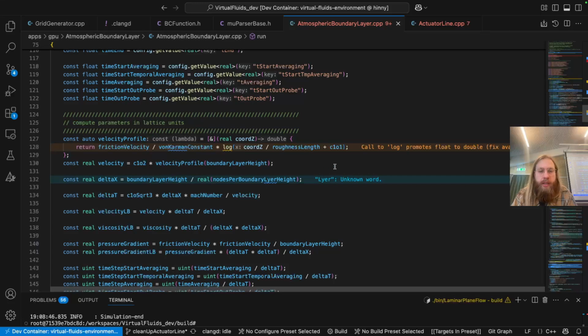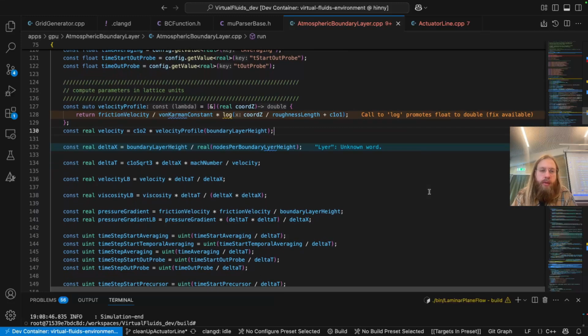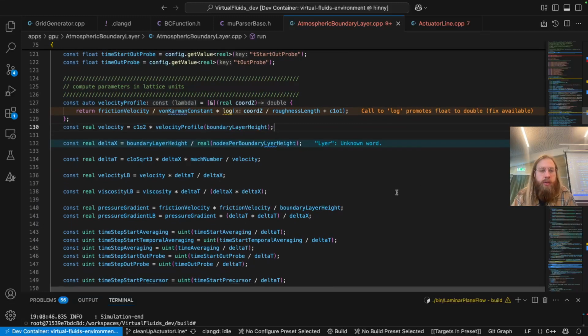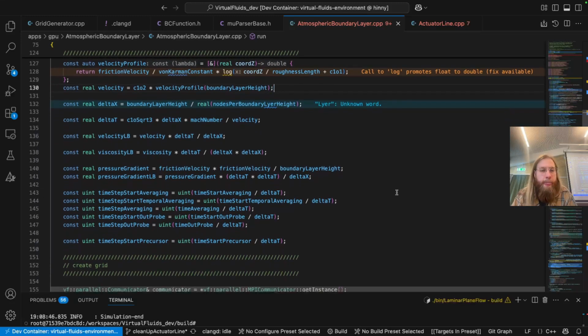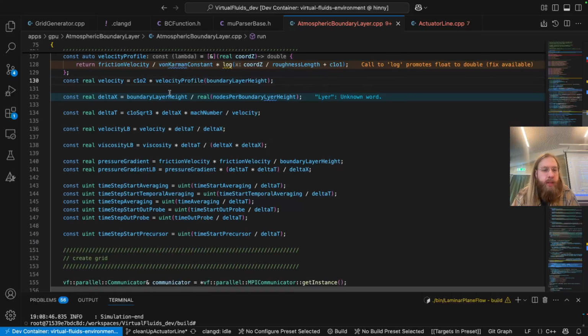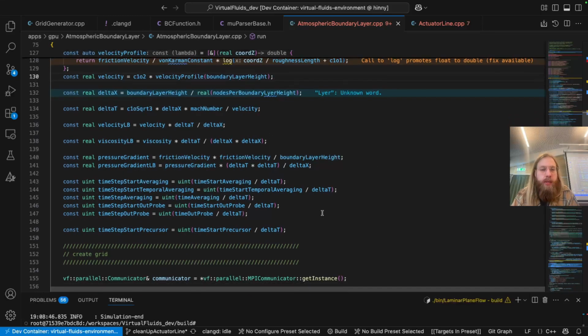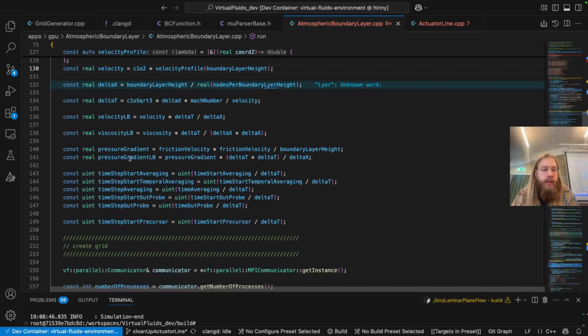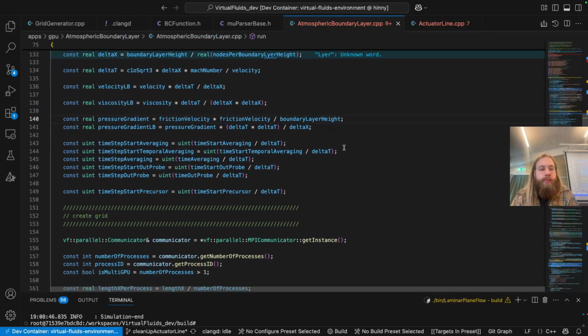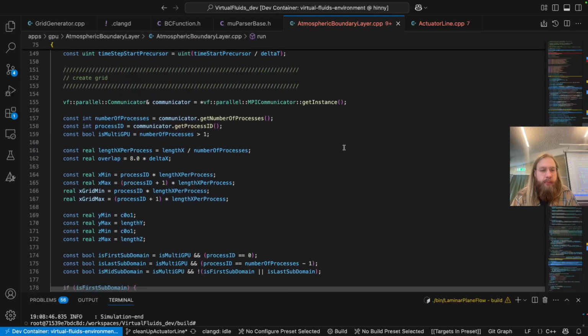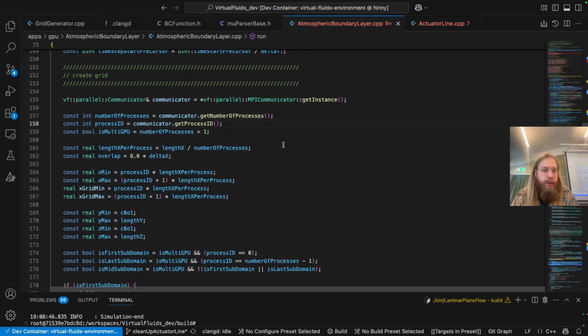And then here we set the velocity profile. So it's really just a log law. And then here we compute everything to LB units, and we usually use a pressure-driven boundary layer. Well, we always use a pressure-driven boundary layer at the moment. So yeah, we set everything up.